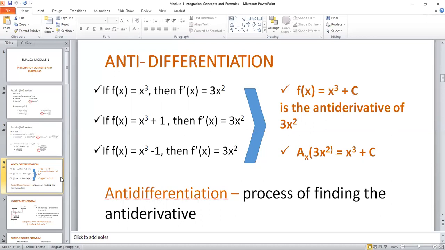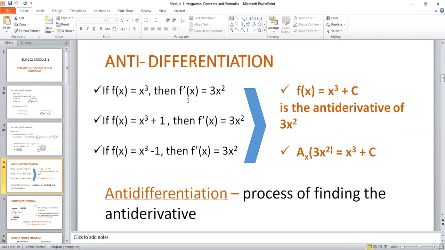Just like addition has the opposite, which is subtraction, and vice versa. Subtraction has the opposite, which is addition. Now, in terms of calculus, the opposite of differentiation is integration. Or shall we say, the opposite of integration is differentiation. So being the opposite of differentiation, we call it anti-differentiation.